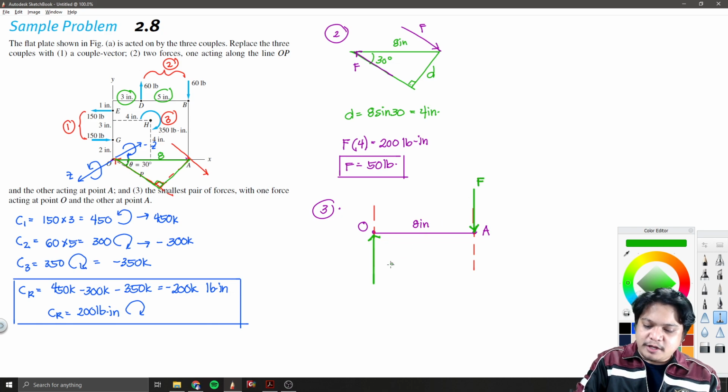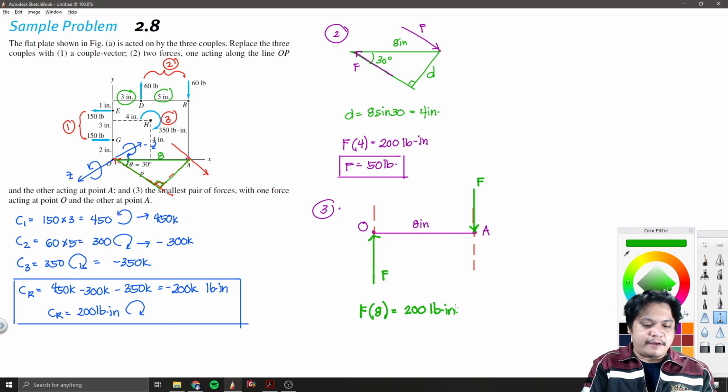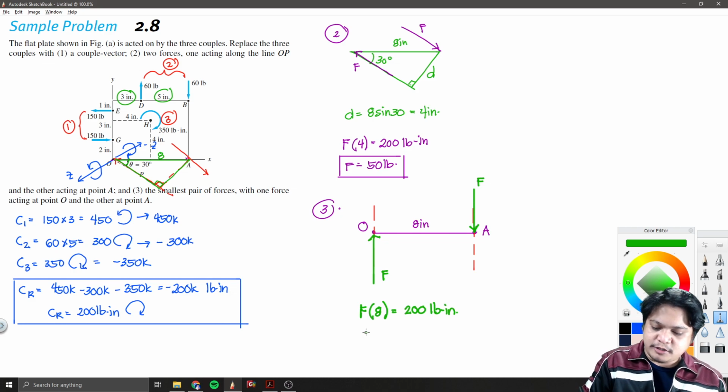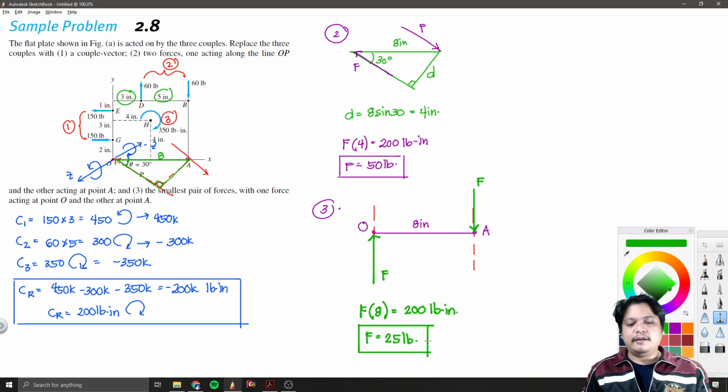Hindi ko alam kung ano yung force F ko na yun. Pero, ang alam ko, pag minultiply ko yung force multiplied by 8, it should be 200 pound each. So, you will be having here 200 divided by 8. So, yung F mo dyan is equals to 25 pounds. Okay? So, ganun lang yung couple para dito sa problem na to.